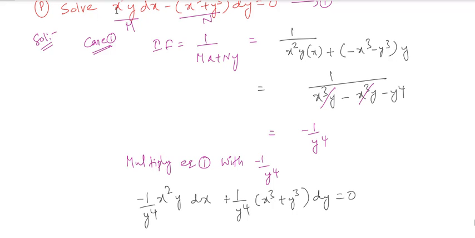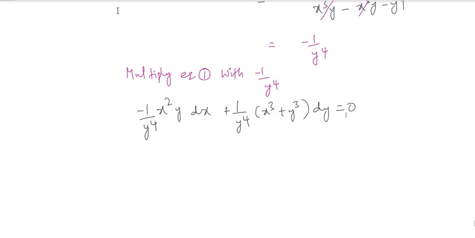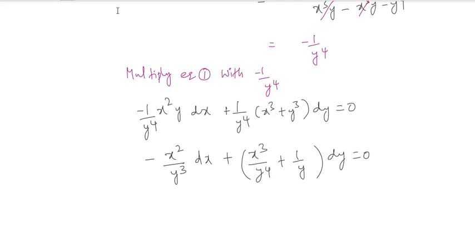So if I do that, what will I get there? You will have minus x square by y cube dx plus x cube by y power 4 plus 1 by y into dy is equivalent to 0. So now this is your exact differential equation. You can cross verify it. Dou M by dou y is equivalent to dou N by dou x, it will satisfy.